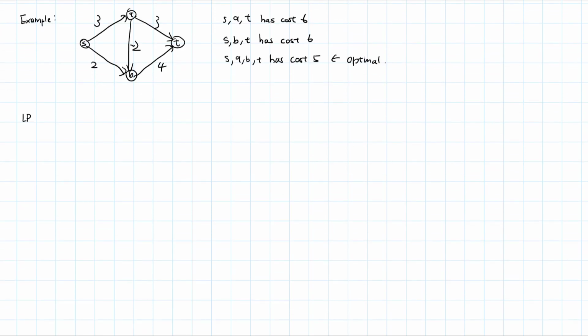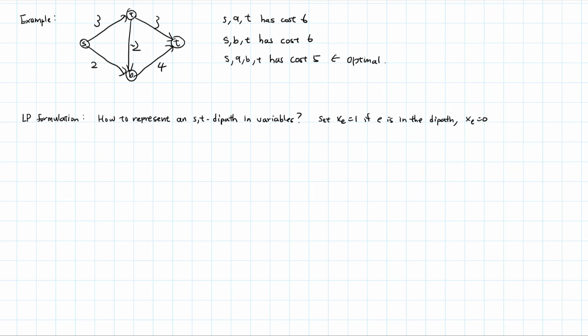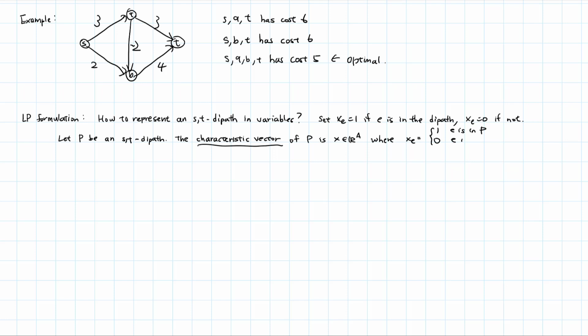Now let's look at an LP formulation for this problem. The first question is, how do we represent a dipath in variables? One easy way to do this is to set an arc to be 1 if it is in the dipath and 0 otherwise. Let P be an ST dipath. The characteristic vector of P is x, where x_e is 1 if e is in the dipath and 0 if e is not in the dipath. Note that the characteristic vector can be used for any subset of arcs, not just dipaths.